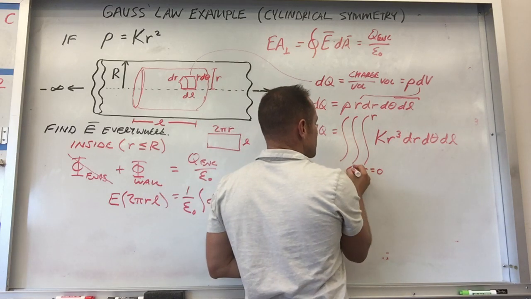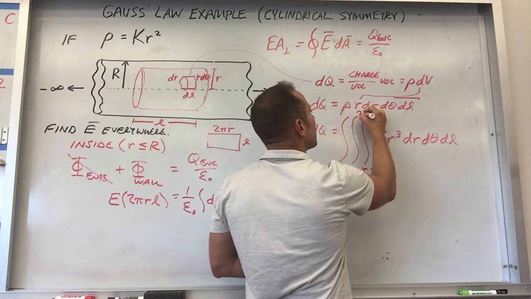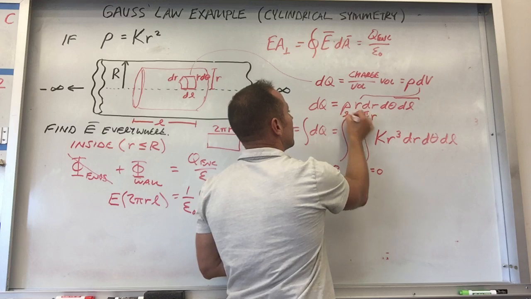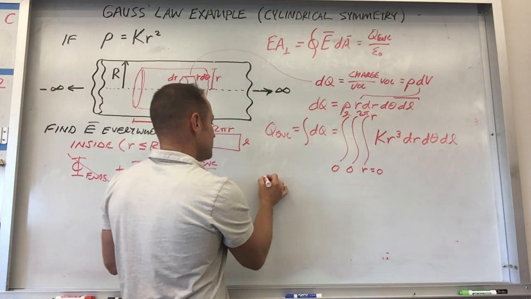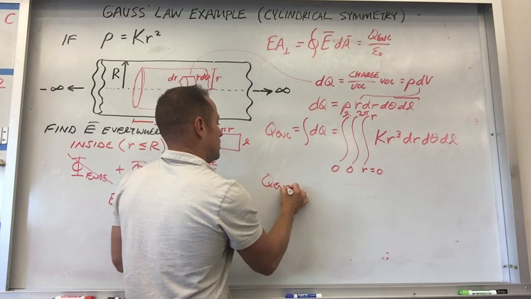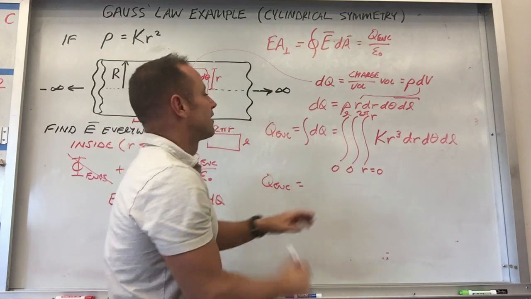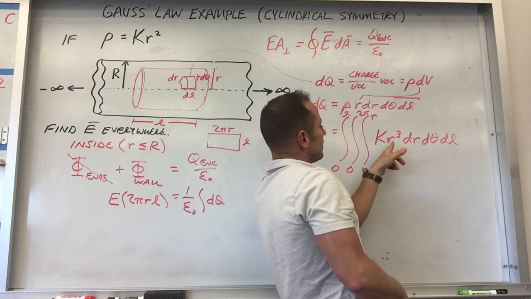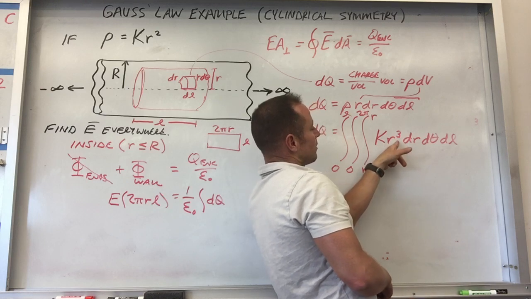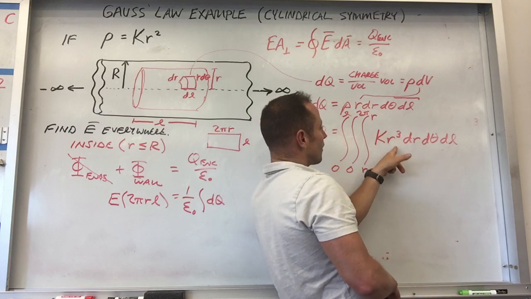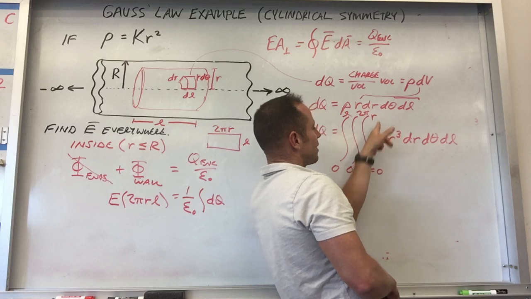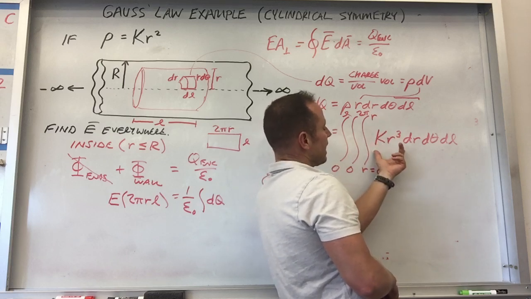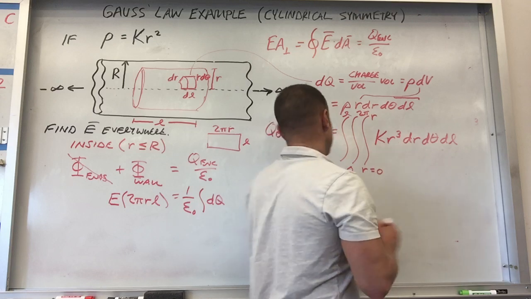Theta is, of course, going to go 0 to 2 pi. And then the length, we're just going to go from 0 to L. So we have Q enclosed equals. We can quickly get this r integral. That function will integrate up to r to the 4th over 4, and then we just have to plug in r and 0. So doing the r integral will give you k r to the 4th over 4.